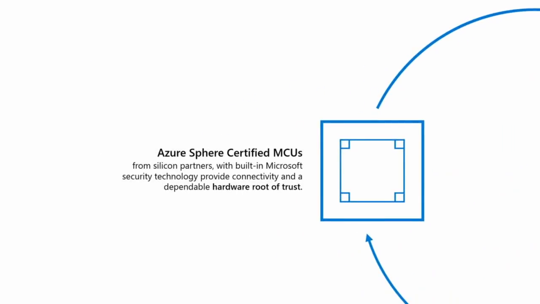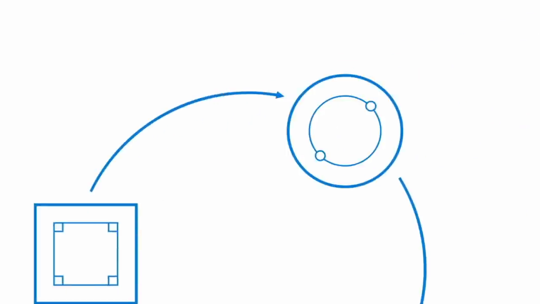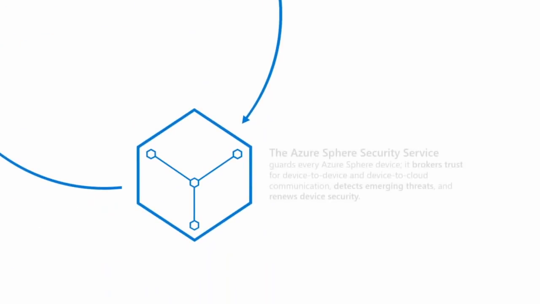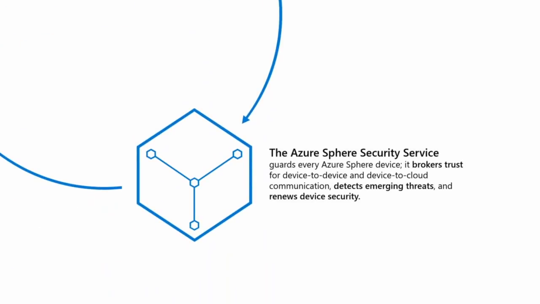So the certified MCU is provided by Silicon Partners with built-in Microsoft security technology, provides connectivity, and guarantees a dependable hardware root of trust. The operating system is secured by Microsoft. We guarantee we're going to provide updates for at least 10 years, and it provides a trustworthy platform for IoT experiences. And the security service. The security service brokers trust between devices and the cloud, looks for emerging threats through failure reporting, and allows for renewable security. I'll talk about that brokering trust in a little bit.